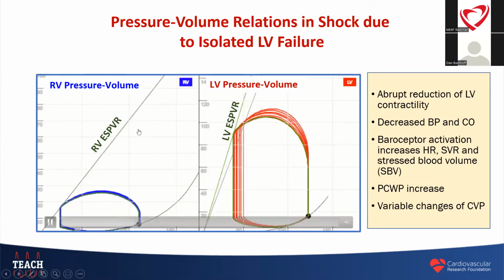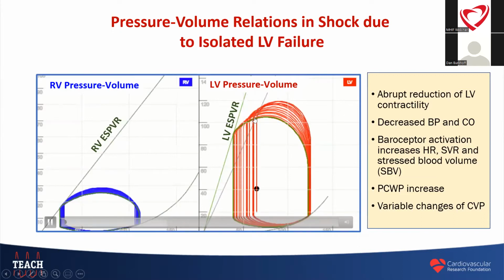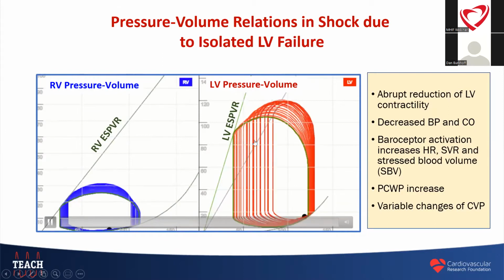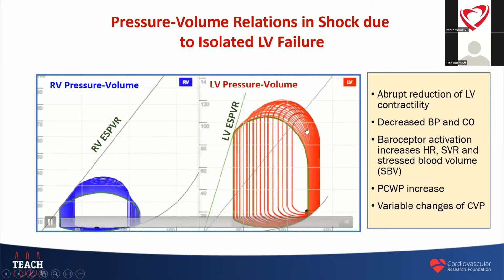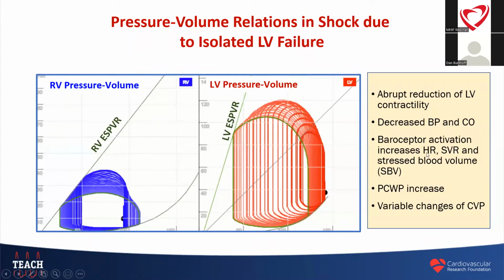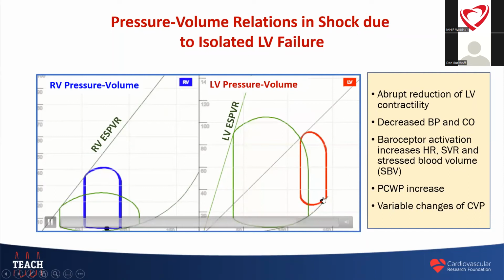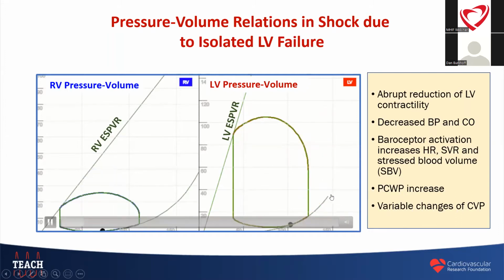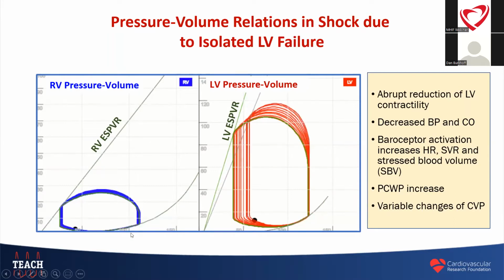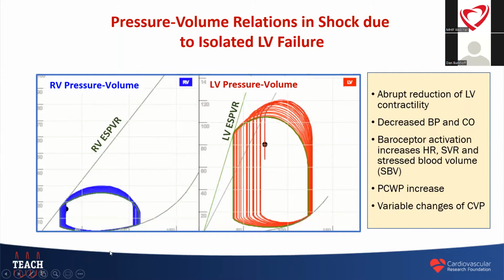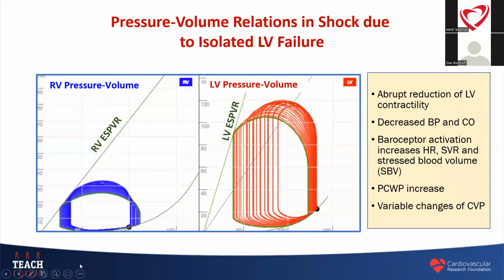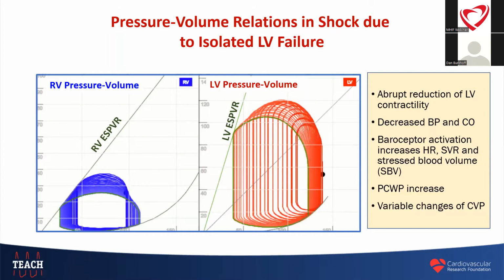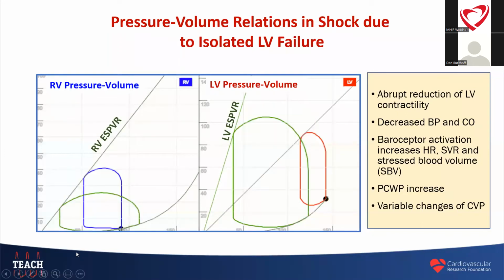So here we have LV and RV pressure volume loops. And what you can see is if we decrease only left ventricular contractility, we've got the reduction in the end systolic pressure volume relationship on the left. That results in the reduction in blood pressure and cardiac output. And with that activation of the baroreceptors, you see the loop is going around quicker. The SVR is increasing. And also the increase in stressed blood volume will result primarily in an increase in the pulmonary capillary wedge pressure. CVP may be the same, may be increased with isolated LV failure, but regardless of what happens to CVP, you can see that there are marked changes in the RV loops because the increase in the wedge pressure is actually contributing significantly to an increase in RV afterload, and you have the generation of pulmonary hypertension even without a change in the pulmonary vascular resistance.